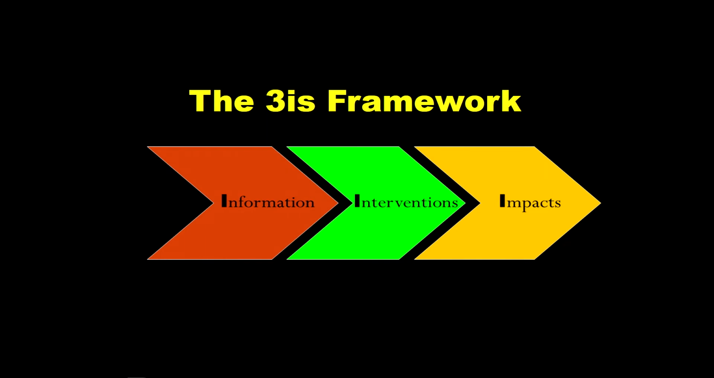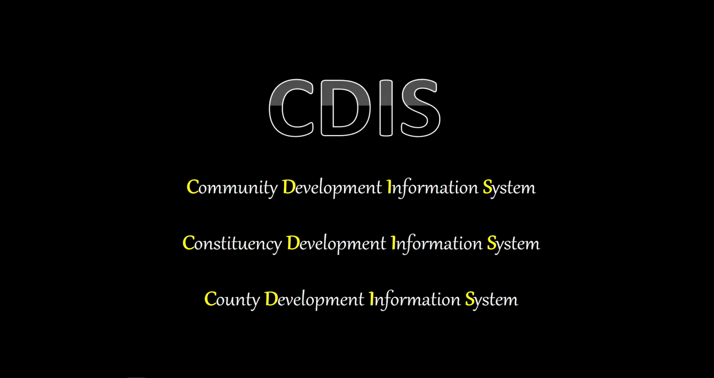So to be able to do that, I have used the 3 I's framework: have the information, use the information for interventions, and target impacts. So in my county, we have developed the community development information system at a community level. We have developed a constituency development information system, and then a county development system.